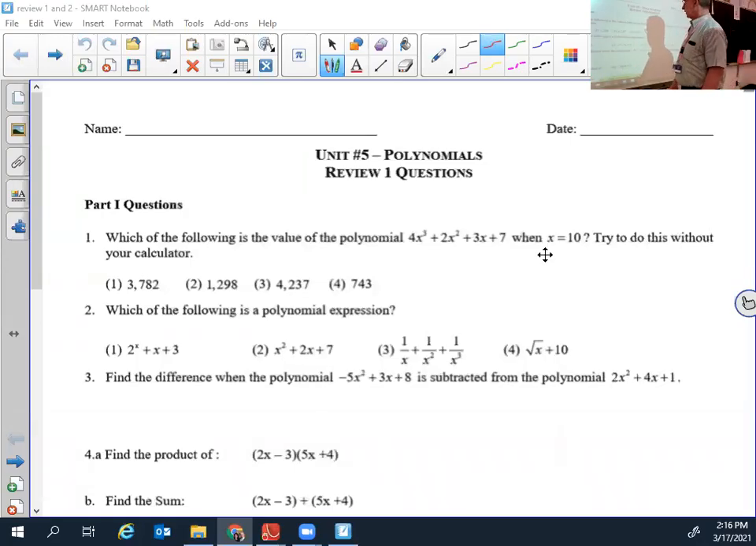Okay, so we have a couple of reviews to go through. I'm just going to do one here. We're going to go through that in preparation for the unit test. Now the unit test will have some multiple choice and some constructed response, so you're going to have to do both. Make sure you get your answers in there.